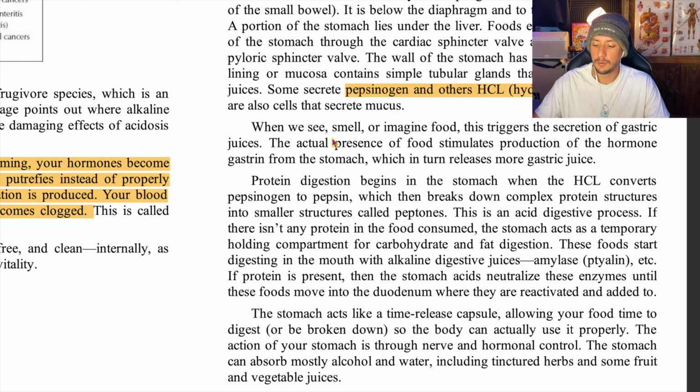So when we see, smell, or imagine food, this triggers a secretion of gastric juices. The actual presence of food stimulates the production of the hormone gastrin from the stomach, which in turn releases more gastric juice.